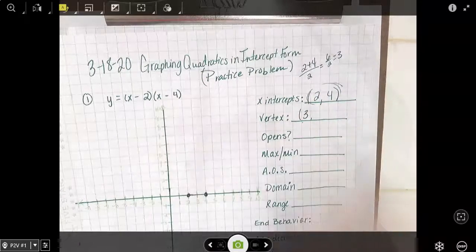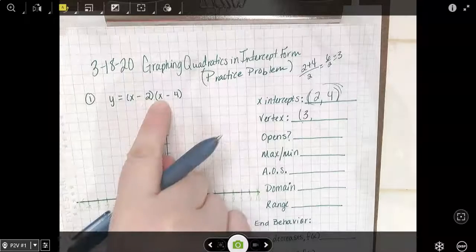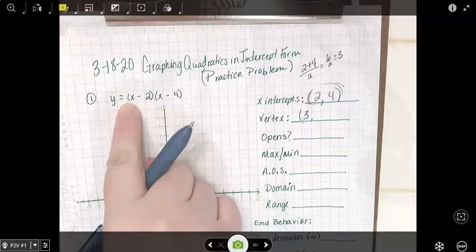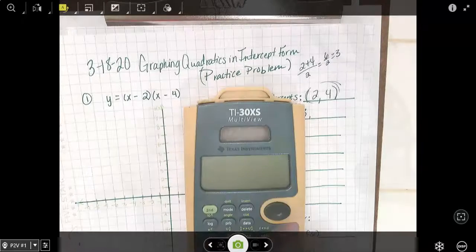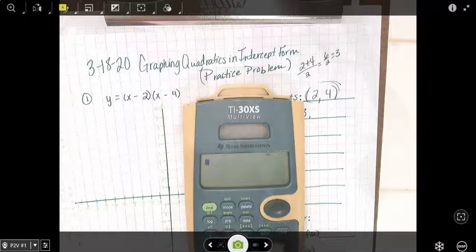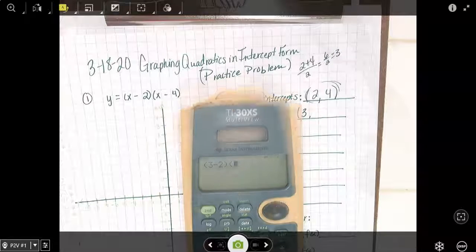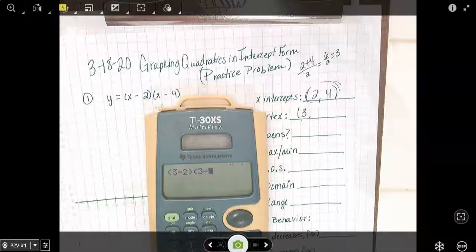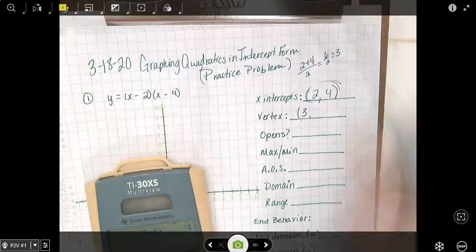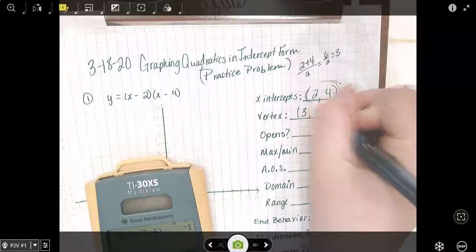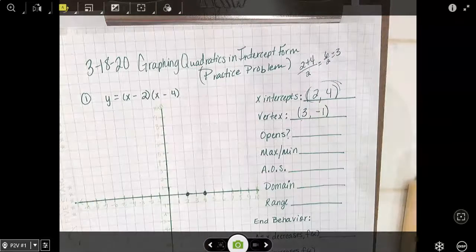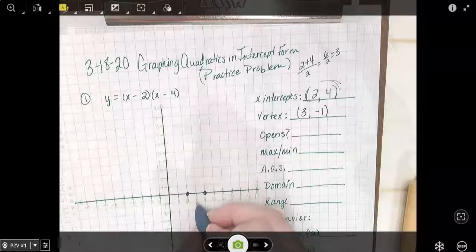And then you can plug that 3 in. You can substitute in that 3 for x here and here, and see what you get. This is going to be 3 minus 2 times, what was that? 3 minus 4, which is -1. Okay? So your vertex is at 3, -1. So 3, -1 would be here.